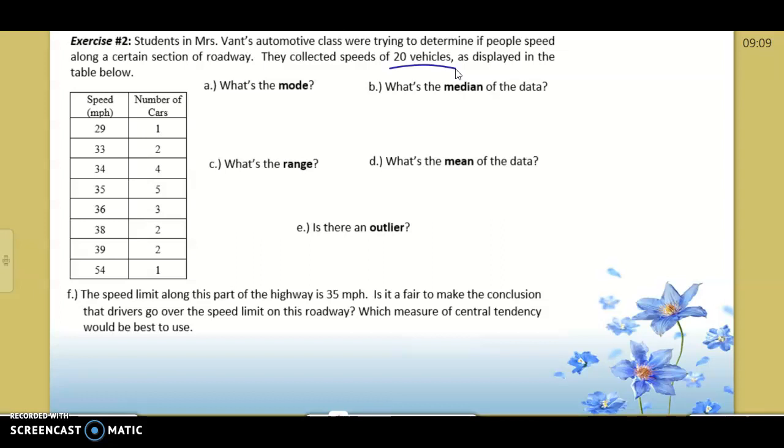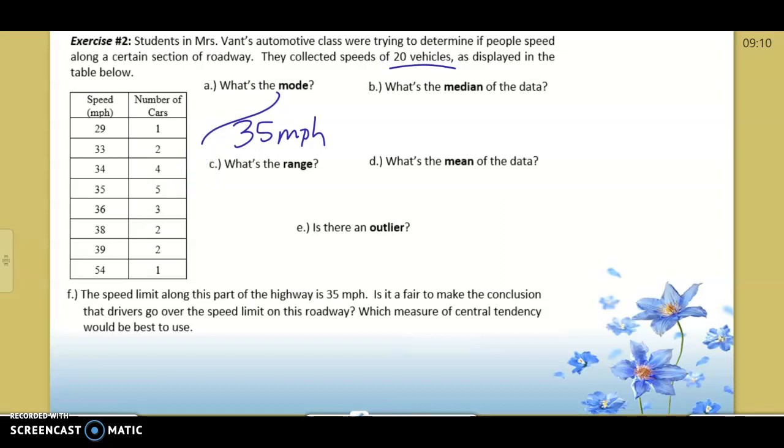And when we have a set of data like this, it's pretty easy to pick up that the mode is 35 miles an hour, okay? So 35 miles per hour because there were 5 cars going that fast, all right? Now the median is the one that's in the middle.